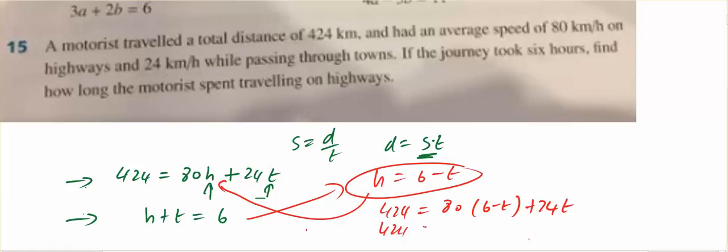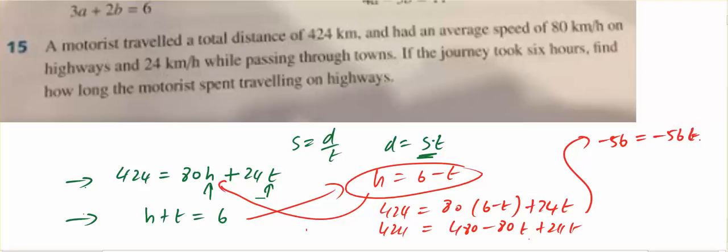Expanding, I get 6 times 80 is 480, minus 80t plus 24t. Now it's just a matter of simplifying. So 424 minus 480, let's move that to one side. We should get minus 56. So that equals, and we combine the t's together, so we should get minus 56t.